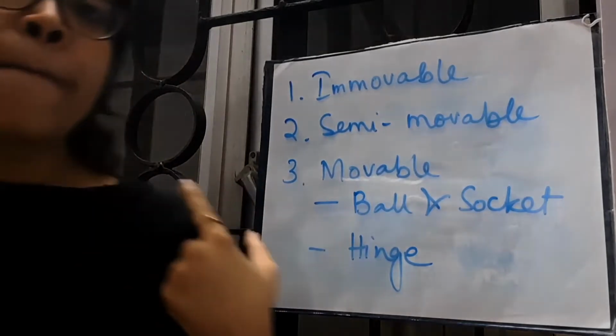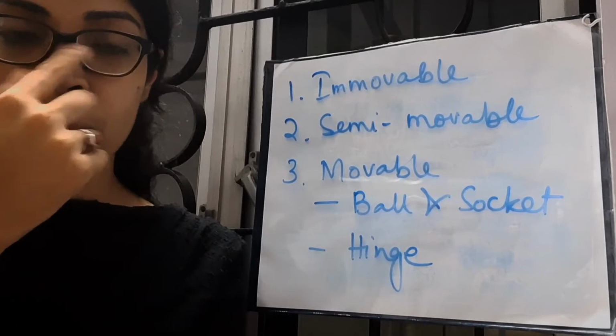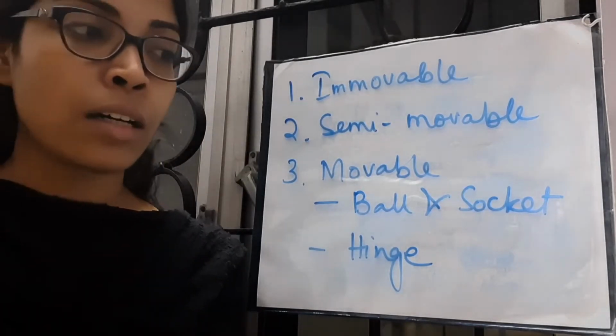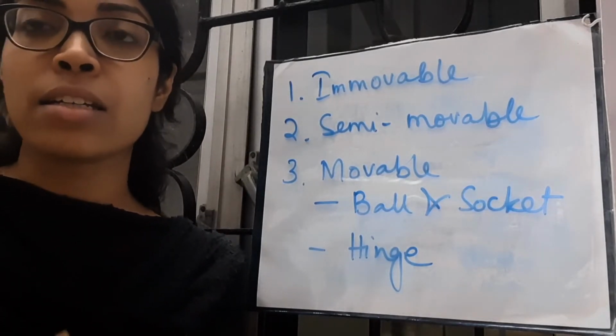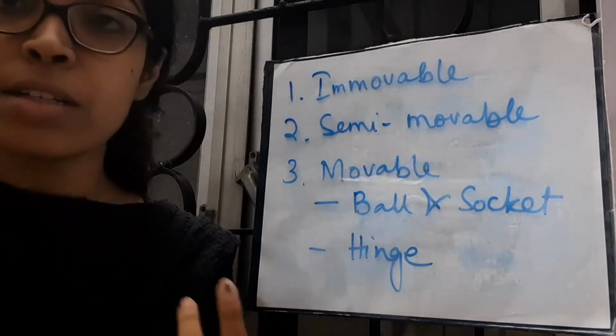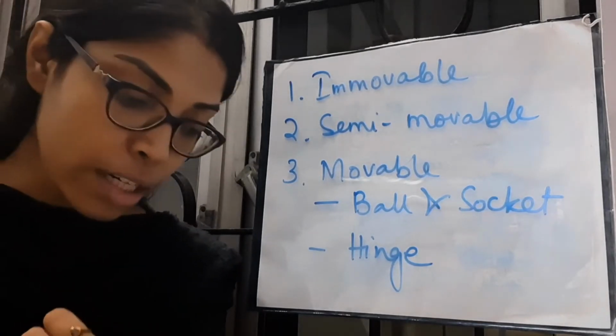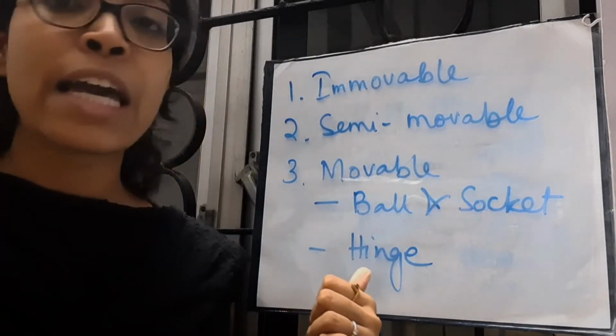This is known as the pectoral girdle. Here the shoulder part is known as the pectoral girdle, and then the hip joint is known as the pelvic girdle. So hip joint and shoulder joint are the two examples of ball and socket joint in our body. Moving on to the hinge joint.